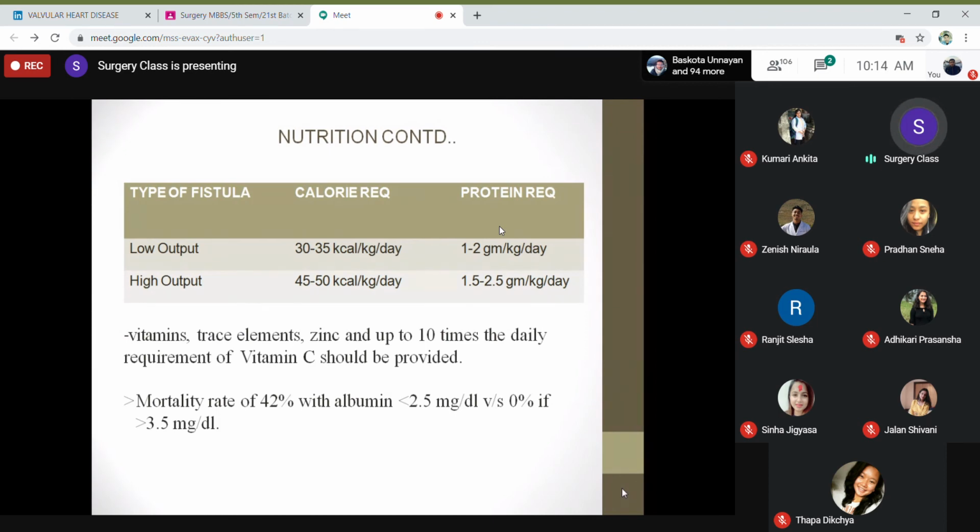And the mortality rate is 42%. If the patient's nutrition status is bad, then the albumin will be less than 2.5, and the mortality is 42%. Out of 100, 42% of the population will die if the albumin is less than 2.5. That means the nutrition is poor, because the patient is throwing all the nutritious things into the fistula, and if you are not supplementing it properly, there will be high mortality. And mortality is 0% when albumin is more than 3.5.